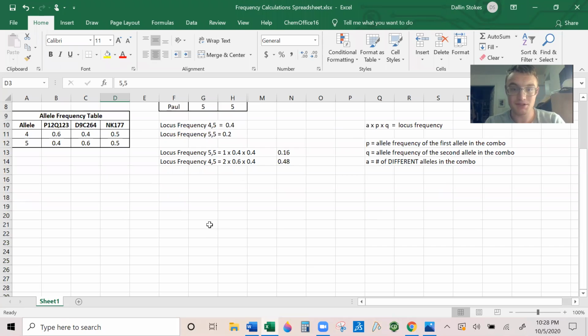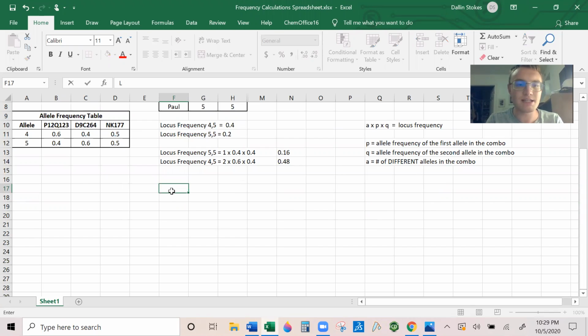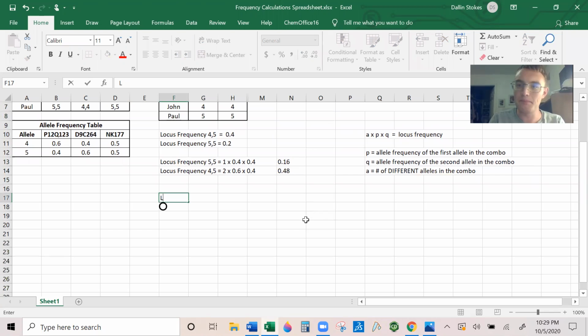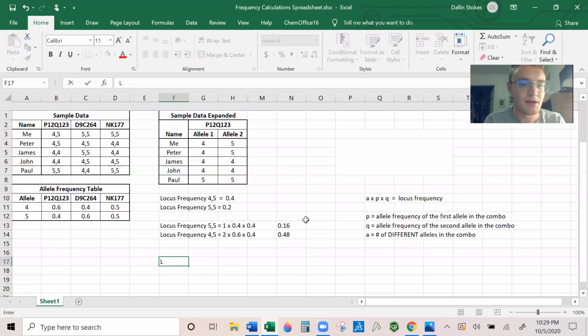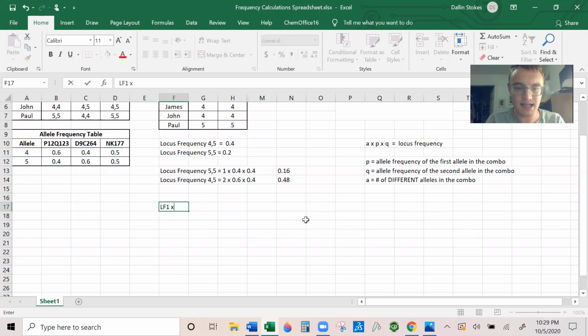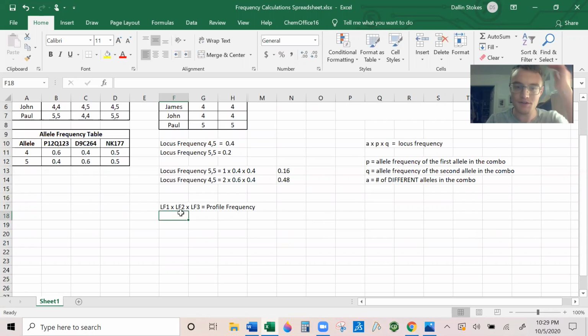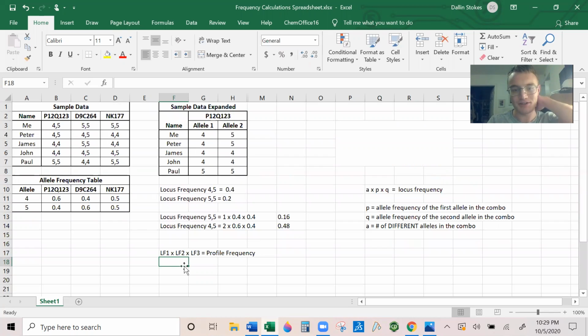So to calculate a profile frequency, all you have to do is find the locus frequencies for each of my combinations at each of the 3 loci, and multiply them together. In this case, they gave us 3 different loci. So to calculate my profile frequency in this sample, it's locus frequency 1 times locus frequency 2 times locus frequency 3 equals profile frequency, where locus frequency 1 is the locus frequency of P12, locus frequency 2 is the locus frequency of D9, and locus frequency 3 is the locus frequency of NK177.